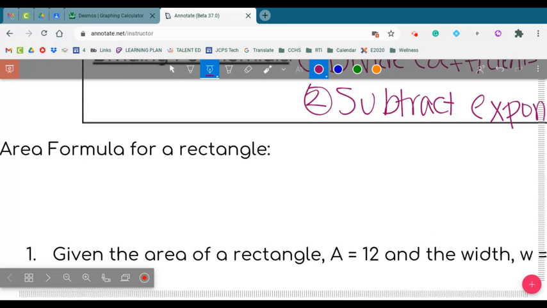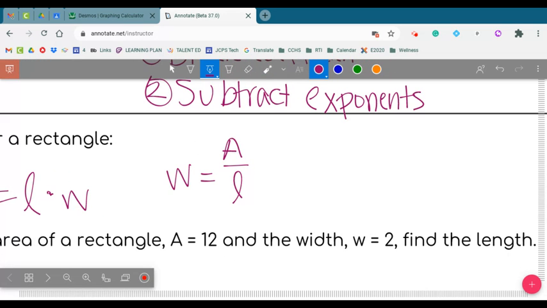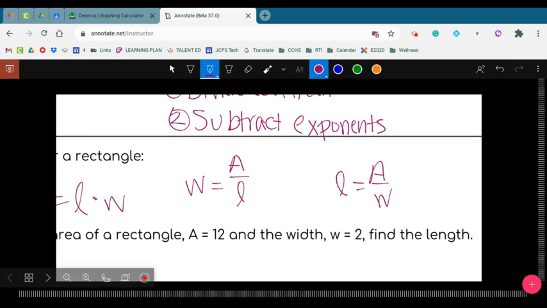So let's kind of go over the area of a rectangle. To get the area of a rectangle, you're going to do area equals length times width. So if we want to find width, we need to do area divided by length. And if we want to find length, we need to do area divided by width. So keep that in mind because the next ones below, we'll need to kind of go over that.